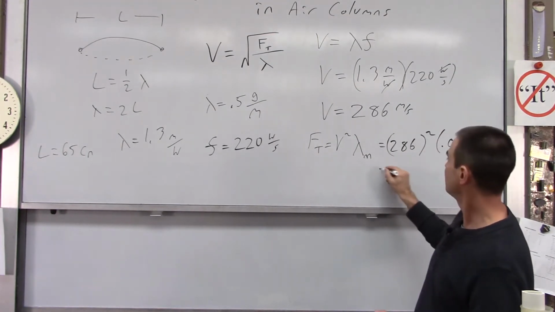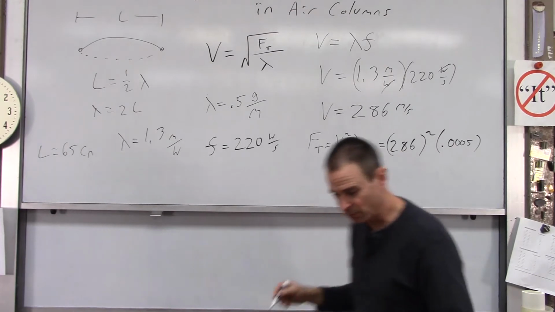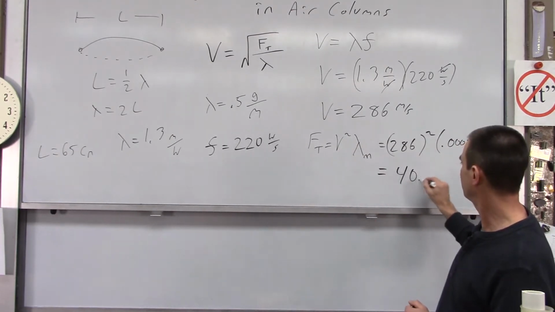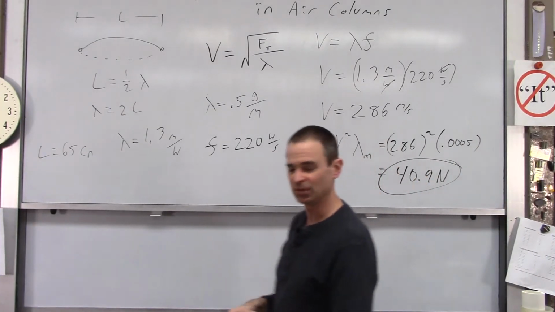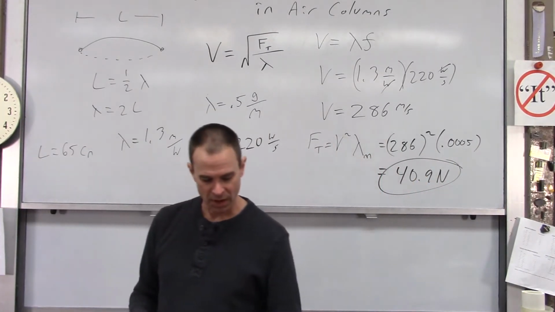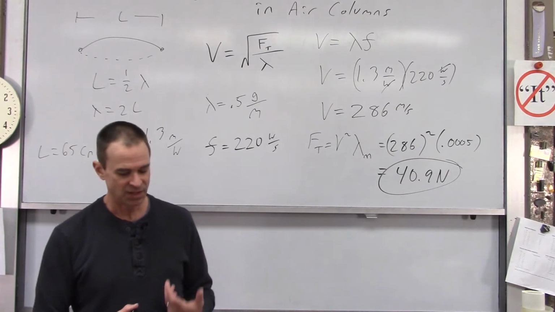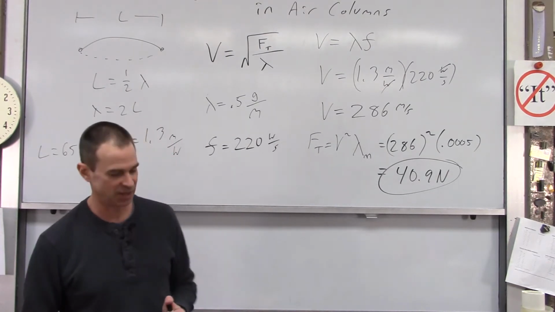0.1235, okay? And if you do that, you should get a force of tension of about 40.9 newtons, which is about 10 pounds or so, or maybe 9 pounds. So that's the tension in this guitar string right now, okay?